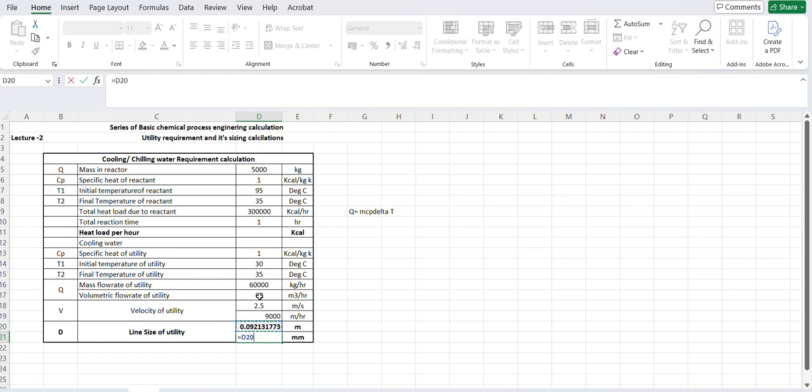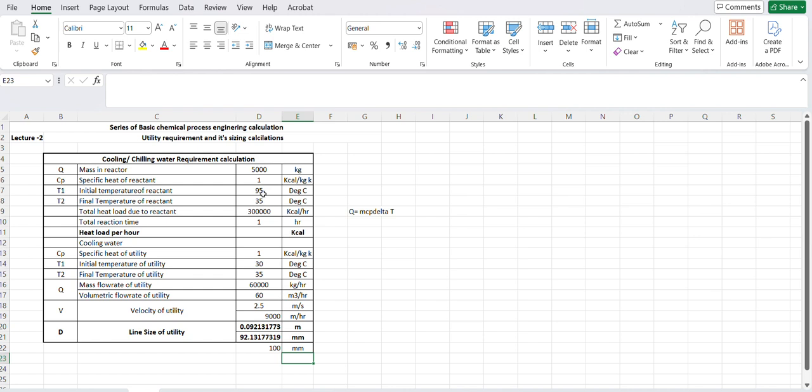So we can convert that into mm by just multiplying by a thousand. 1 meter is equal to 1000 mm. So it comes to approximately 92 mm. So as per the standard line sizes available, we can round up to 100 NB or a 4-inch line size to remove that amount of heat load.